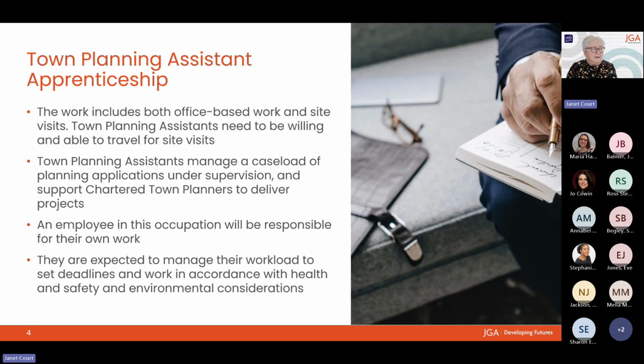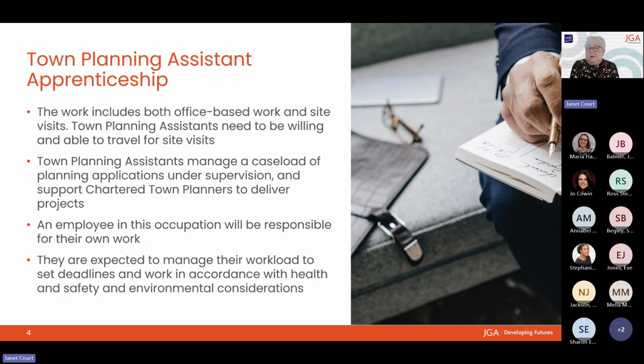Okay, so the town planning apprenticeship. That's what we're talking about. This work includes both office-based work and site visits. Town planning assistants need to be willing and able to travel to site visits. Now these are what you're reading here. These are extracts from the RTPI. It's part of the standard, and this is what was developed by the trailblazing group. So these are requirements. If you're hiring somebody to come in as a town planning assistant, this is what they're going to have to do. If you have somebody already employed, then again, this is where you might have to extend a role.